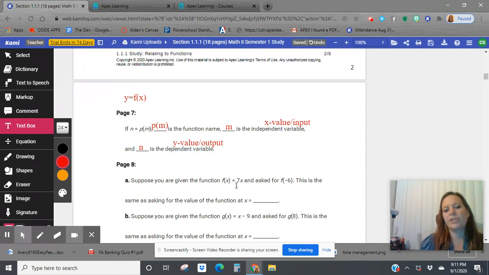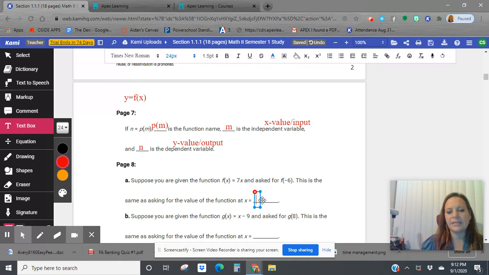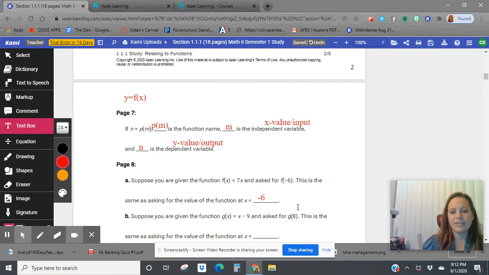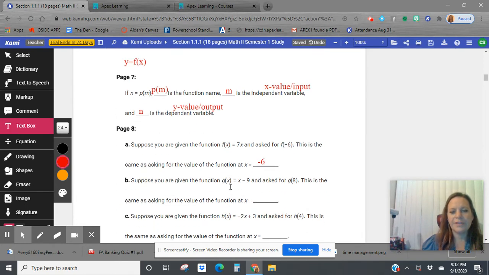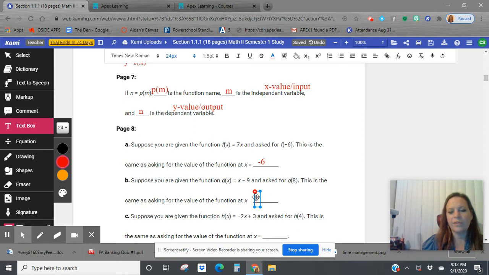Suppose you are given the function f of x equals 7x and asked for f of negative 6. This is the same as asking for the value at x equals negative 6, x being the input inside the parentheses. Suppose you're given this function and asked for g of 8. This is the same as asking for the value of the function at x equals 8.